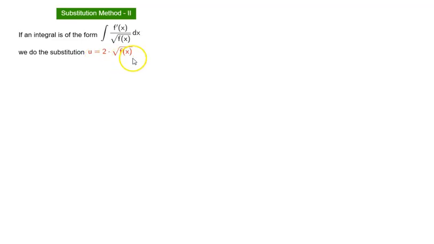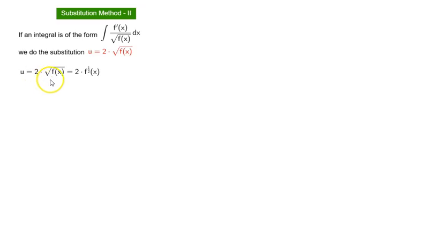Let's look at some more examples for substitution method. If an integral is of the form f prime of x by square root of f of x dx, we do the substitution u is equal to 2 times square root of f of x. Now, we could always use u is equal to f of x and do it. But doing it this way simplifies the problem to a large extent.